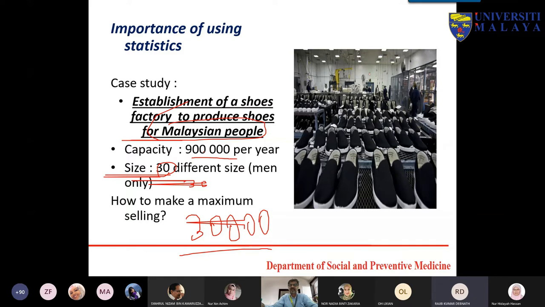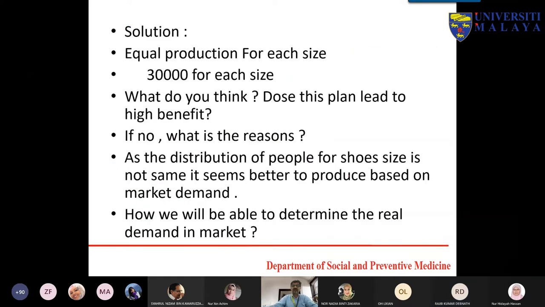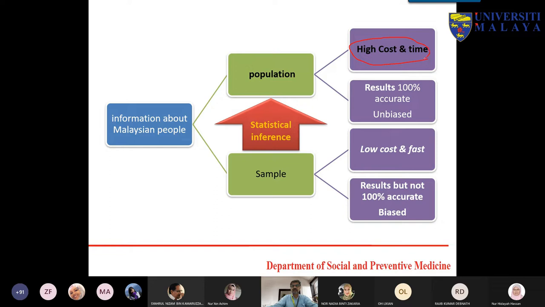Yeah, exactly. Because in marketing, when you want to do a business, of course you need to consider the market demands. And we don't know the distribution of shoe size among Malaysian people. So if you want to maximize your benefit, first of all you need to know the demand. That's why you need to go to the population and measure the shoe sizes among Malaysians. Is it possible? Of course it is possible, but you need to spend a lot of time and money, but the result will be 100% accurate. This is just an example that summarizes what we have discussed earlier. The sample is low cost and fast, but the results are always biased. And this bias is the p-value or sampling error. And this is the sample, correct?